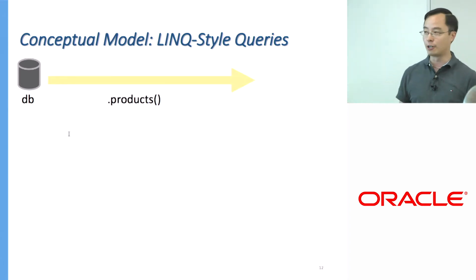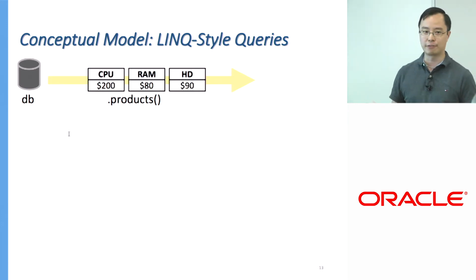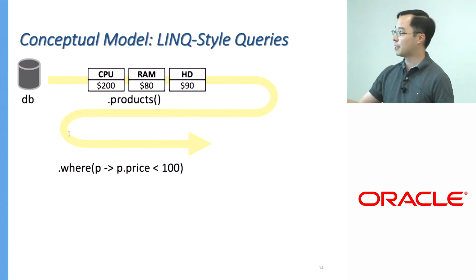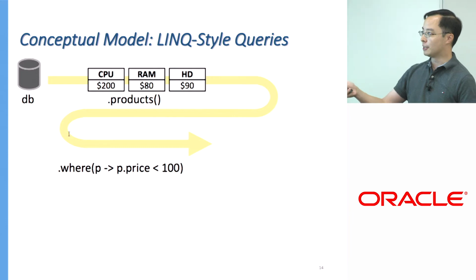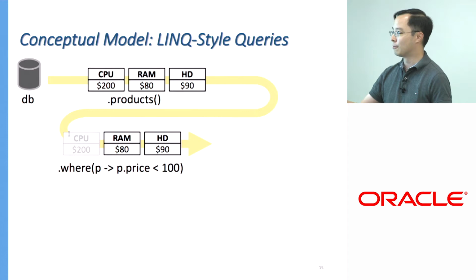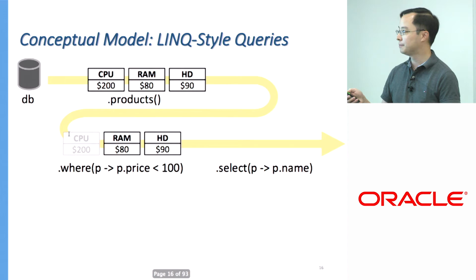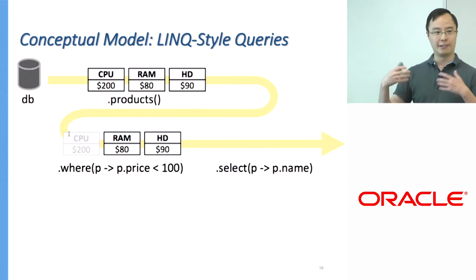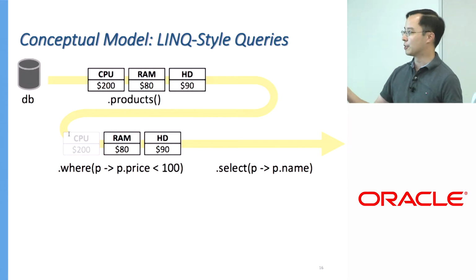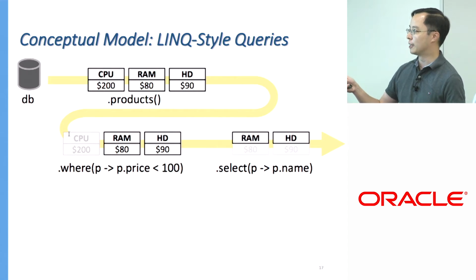So when you call db.products, this method is the same as getting all the products from the database and putting them in a collection in memory. When you call the where method on the collection with this lambda function, you just apply the lambda function to all of the products and filter things. So the CPU, where the price is greater than 100, gets filtered out, and that just gets put in a new collection. Then when you call the select method, this is exactly the same as a map operation on a functional list.